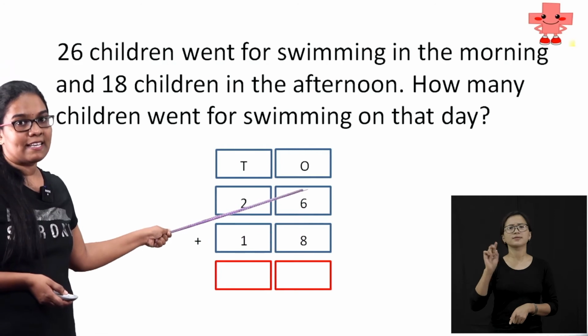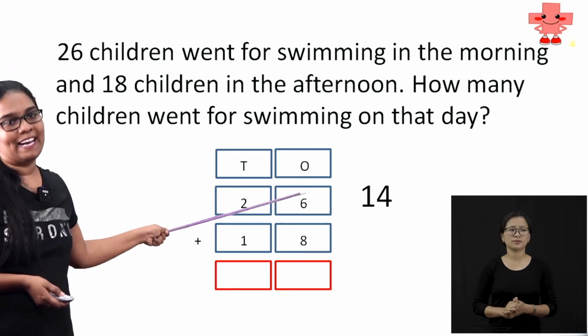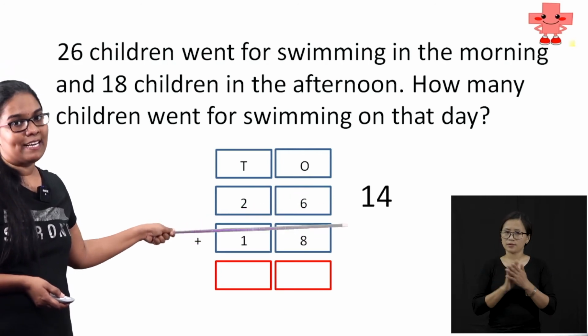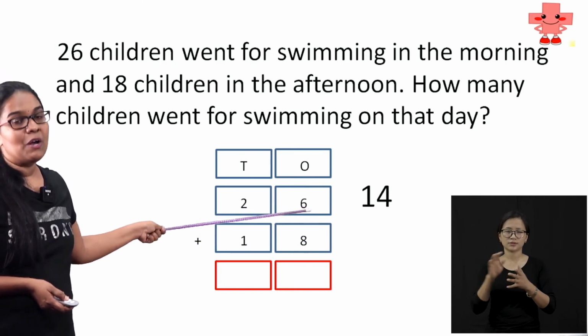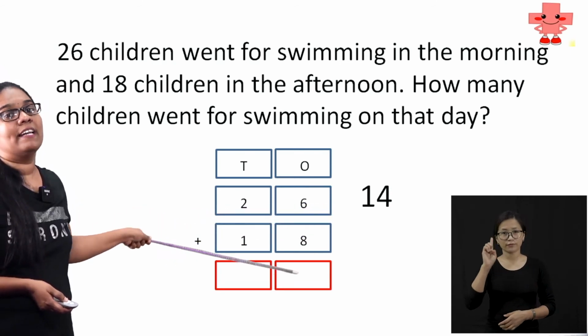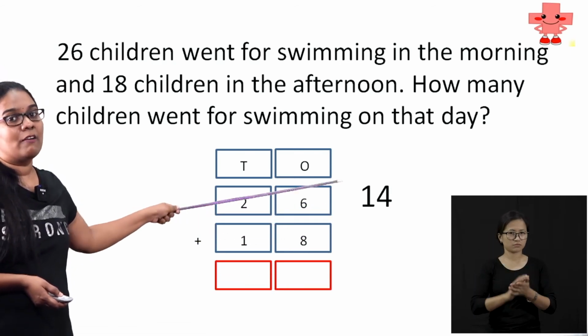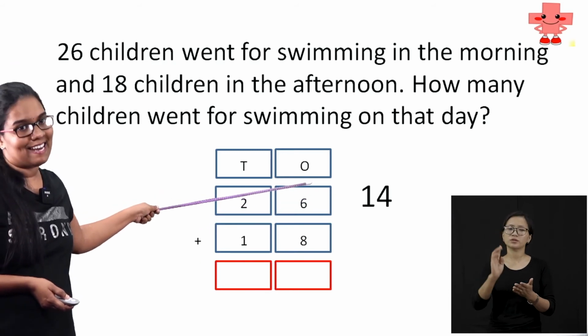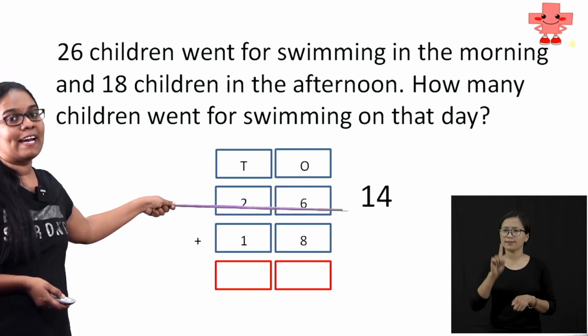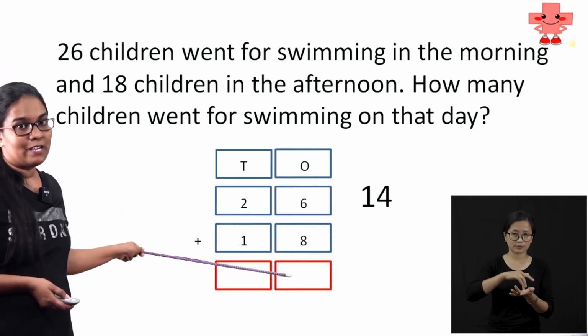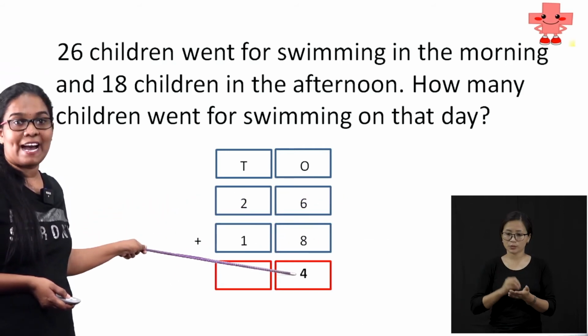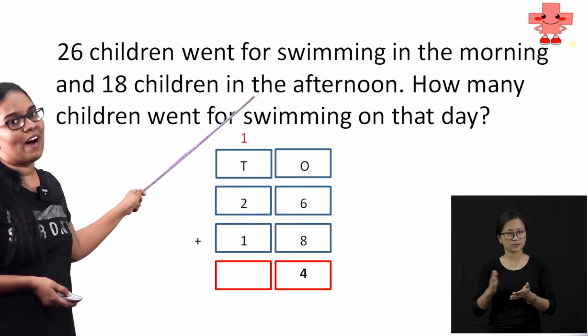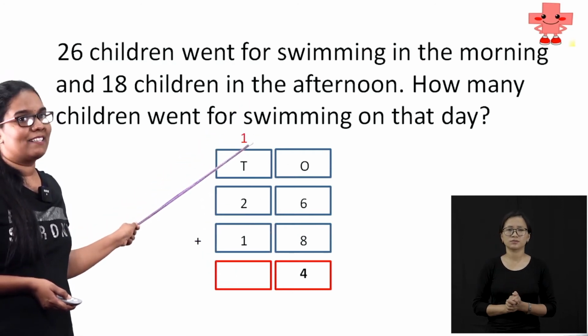8 plus 6 is equal to 14. Then 14 is a two-digit number. We can't write this 14 here, because in 14, 4 is in the ones place and 1 is in the tens place. So we are going to write the 4 here and 1 as remainder in the tens place.